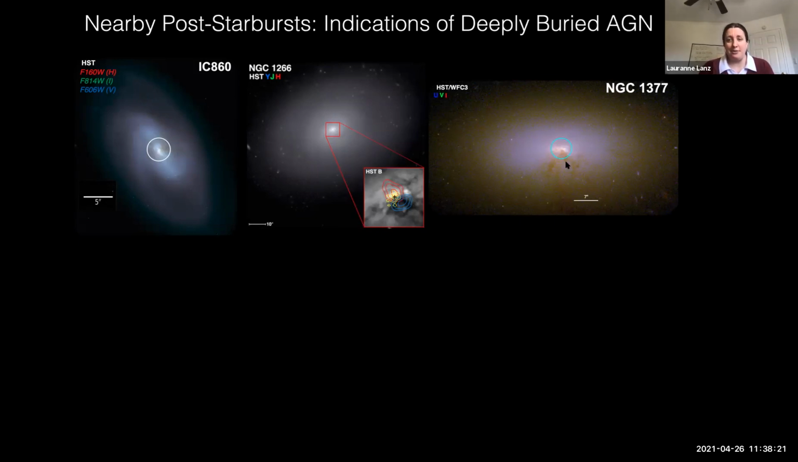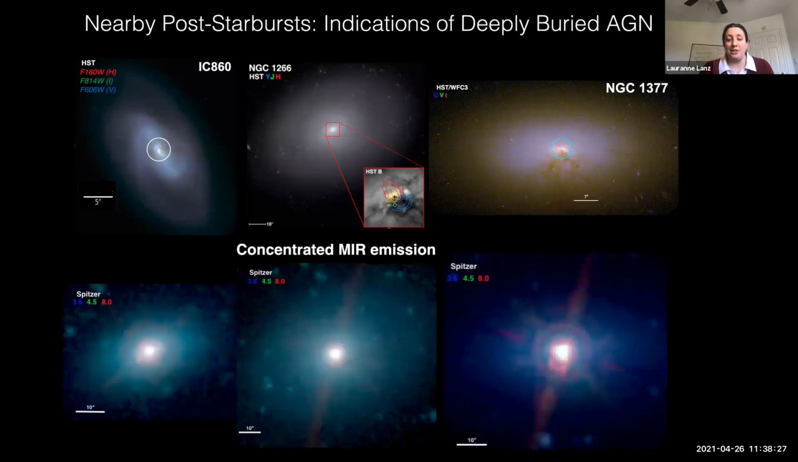But 1377 is also distinctly less massive than the other two. If we look in the mid-infrared, these are Spitzer 3-color images. We see that the 8 micron, shown in red, is centrally concentrated, which is what we might expect if we have a nice strong AGN that is heating a whole bunch of dust right in the center.